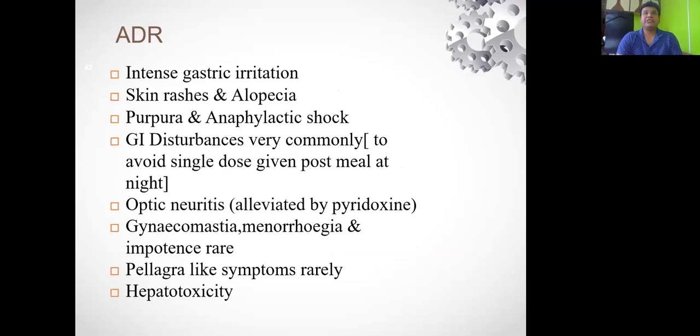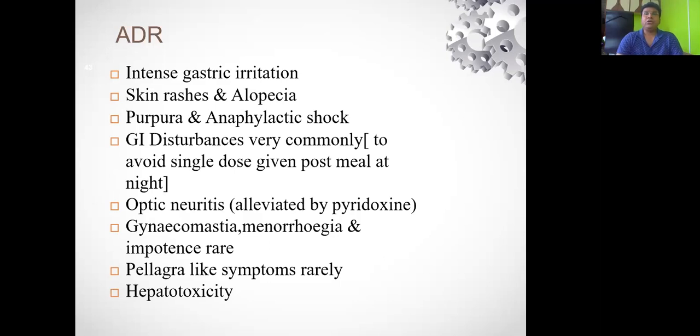Coming to the adverse drug reaction profile, as I told you, this drug has intense gastric irritation, and it is associated with development of serious skin rashes and alopecia. Apart from that, it may also cause purpura and anaphylactic shock. The common side effects are GI disturbances, which can be prevented by giving a single dose post-meal, preferably at night. It also causes optic neuritis or peripheral neuritis, which can be alleviated by giving pyridoxine tablets, either 100 or 150 milligrams per day, along with ethionamide.